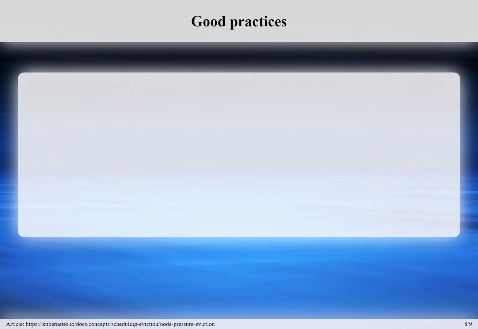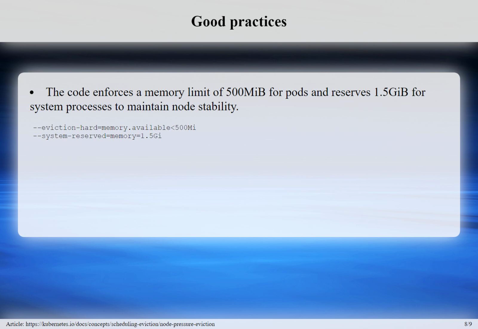Good practices. The configuration sets a hard eviction threshold for memory availability at 500 MB, meaning pods will be immediately terminated if memory falls below this level. It also reserves 1.5 GB of memory for system processes to prevent them from impacting the overall node stability.